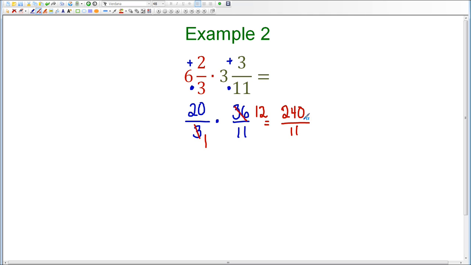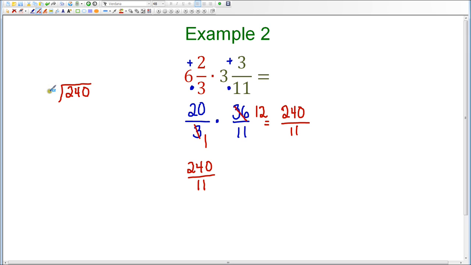For some of you, this may be okay to leave your answer as an improper fraction. For others of you, you may need to rewrite it as a mixed number. Rewriting it as a mixed number means we're going to work backwards. So we're going to start with our answer of 240/11. And the first thing that you're going to do is you're going to divide 240 divided by 11. For some of you, you may need to write that off to the side.